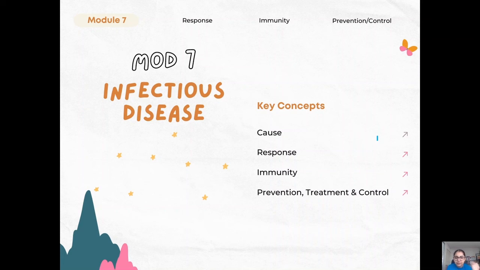Okay, so key concepts in module 7. Causes. We won't quite look at causes today. We're going to focus on response, immunity, and prevention, treatment, and control. That's what we're going to focus on today.